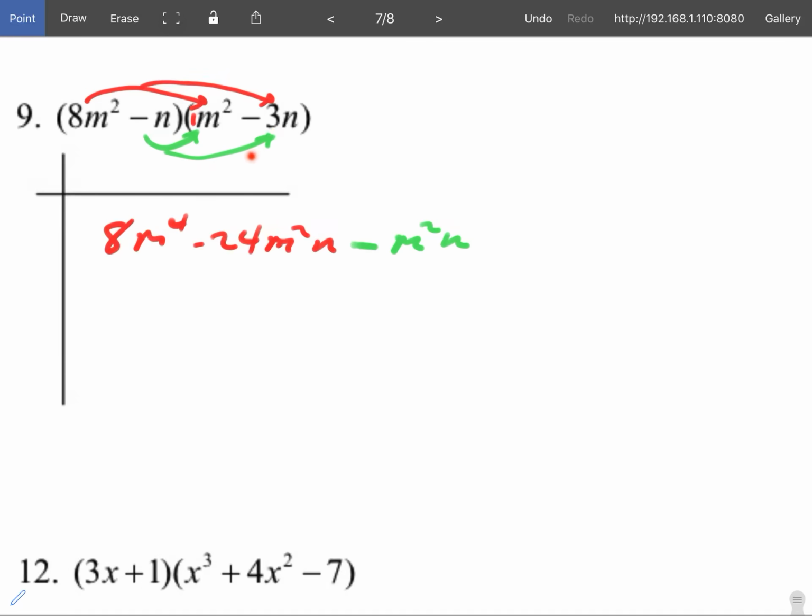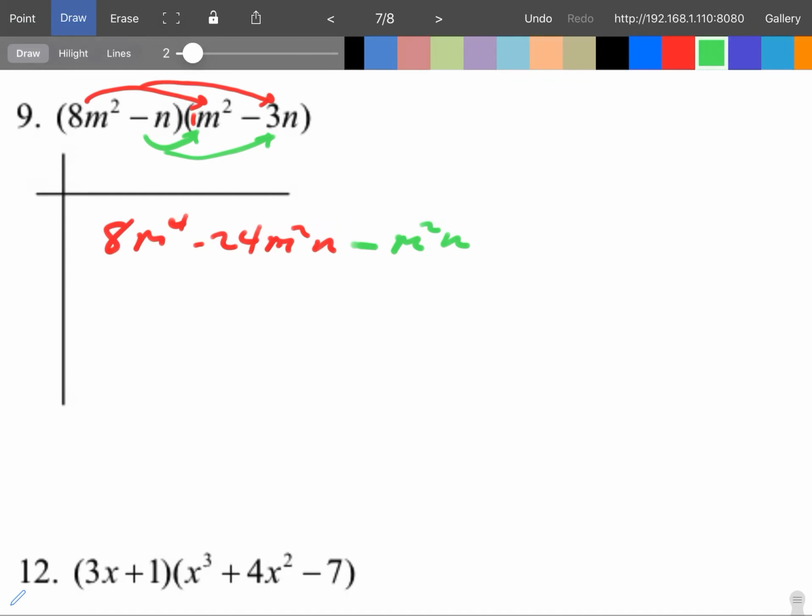And then to wrap it up, you got to do the negative n times the negative 3n. Again, there's really a 1 right here. So you're going to do the negative 1 times the negative 3. That's going to give you a positive 3. But then you got to do the n times the n. So again, if you're doing n times n, that should just give you n to the second power, right? Because you just add the powers.